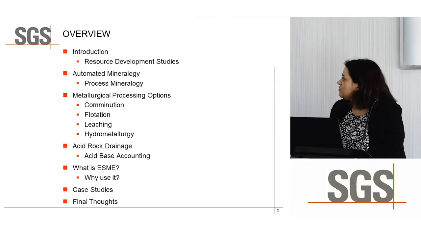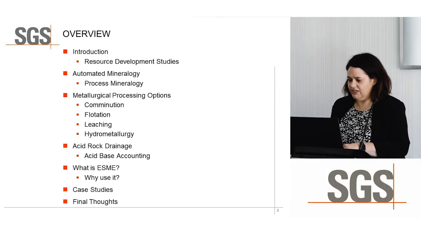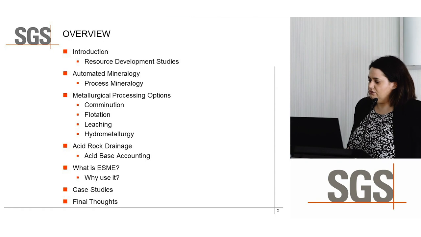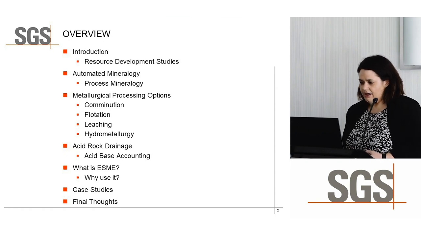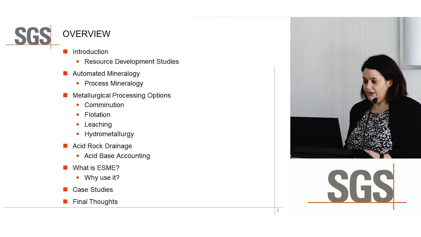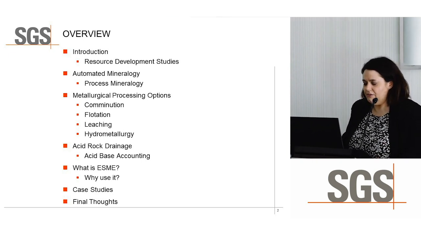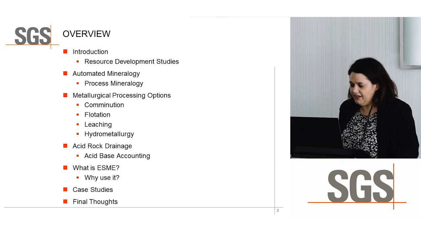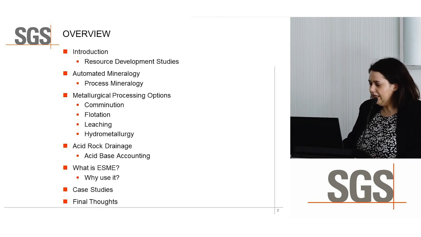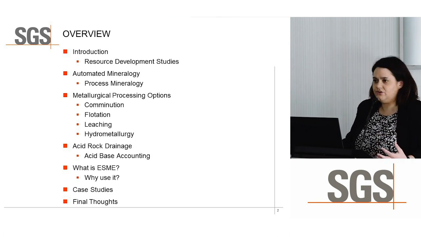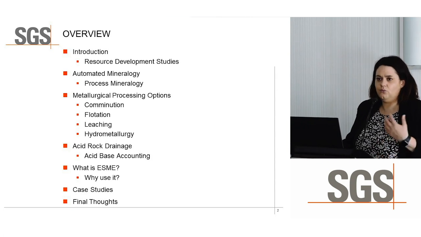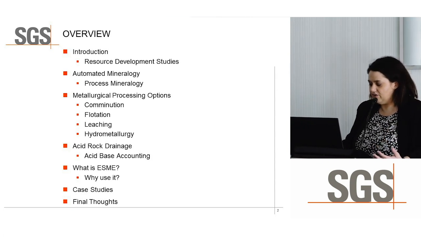So what are we going to talk about? We're going to have a little bit of an introduction into resource development studies. And then going to start talking about process mineralogy, and then following on through to, for the people in the audience that are not metallurgists, a little bit of an indication or introduction into the different processing options. I'm then going to talk a little bit about acid rock drainage, and then I'm going to talk about ESME, why do we use it, what are the case studies, and then some final thoughts.